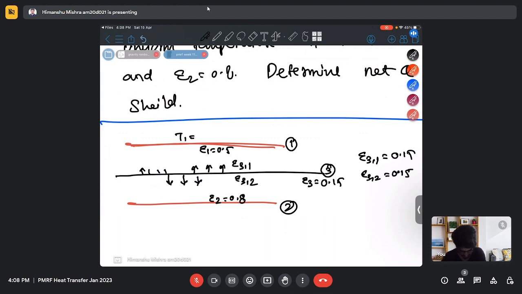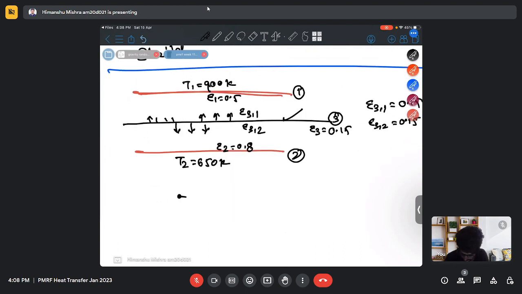Surface temperature at 1 is 900 Kelvin and surface temperature at 2 is 650 Kelvin, and we need to find the heat transfer without this shield as well as with this shield.